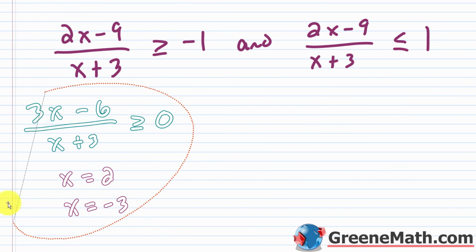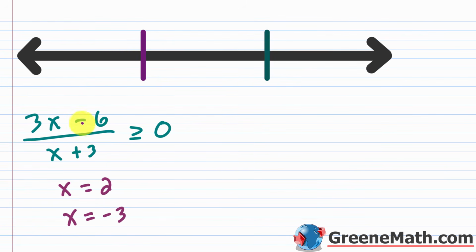So let's go to the number line now, and we're just going to test. Now, you could factor this to make it a little bit easier. So if you pull out a 3, you'd have x minus 2 inside. Again, it's not necessary, but just something I like to do.